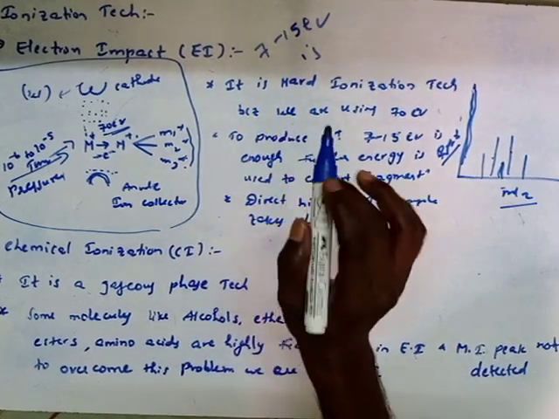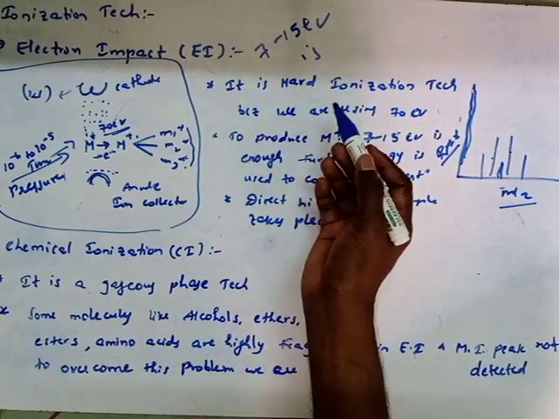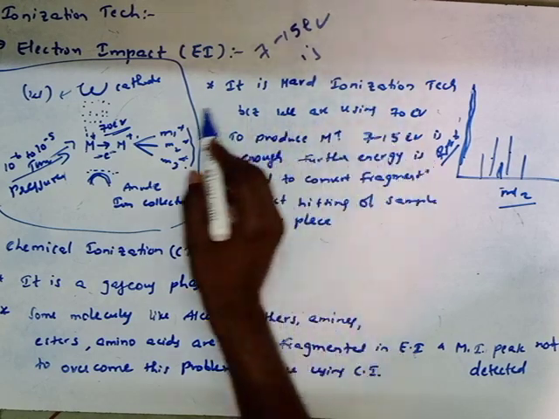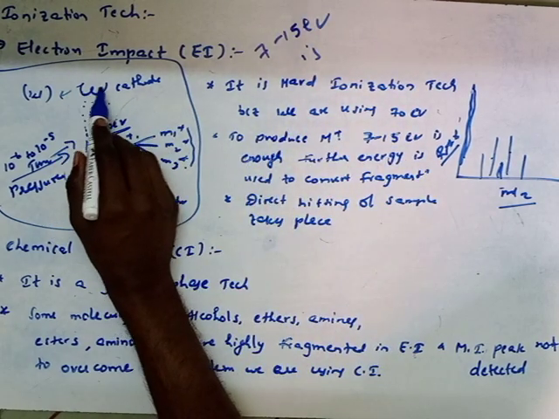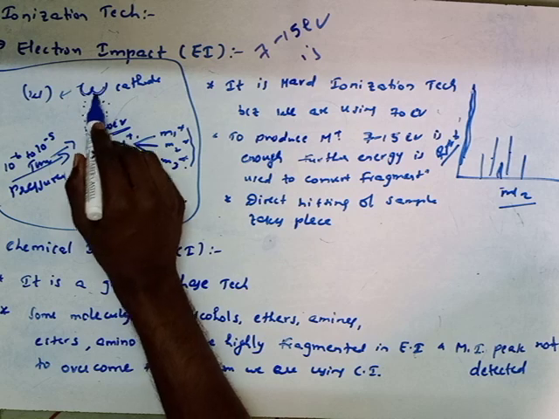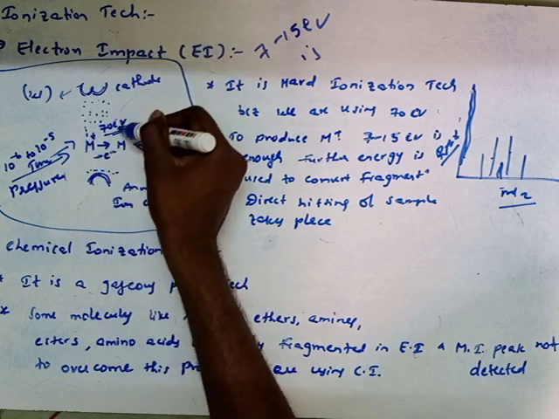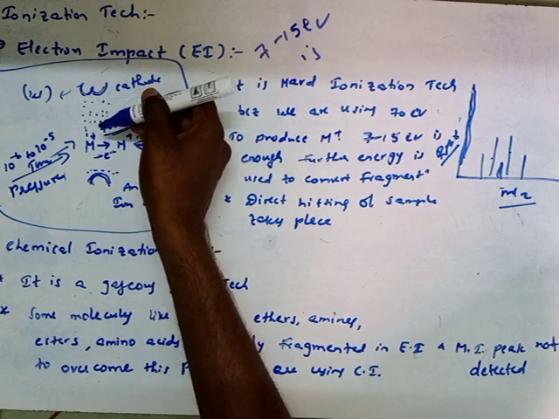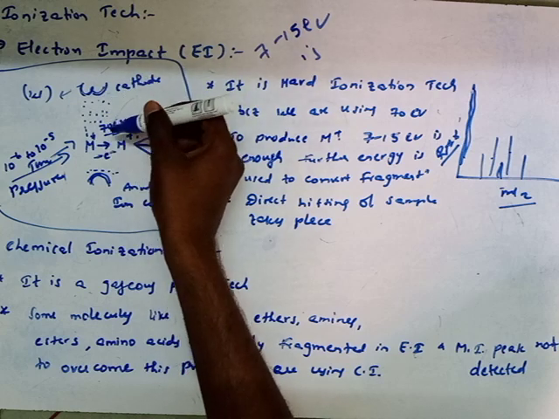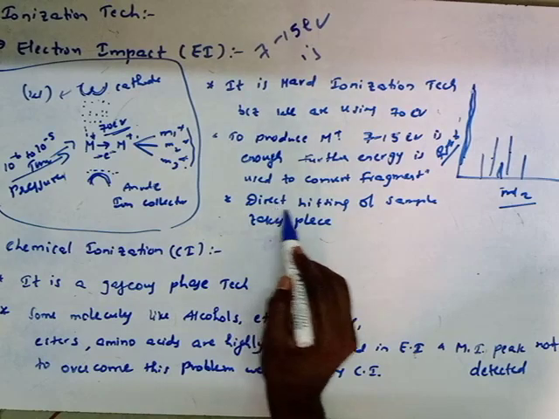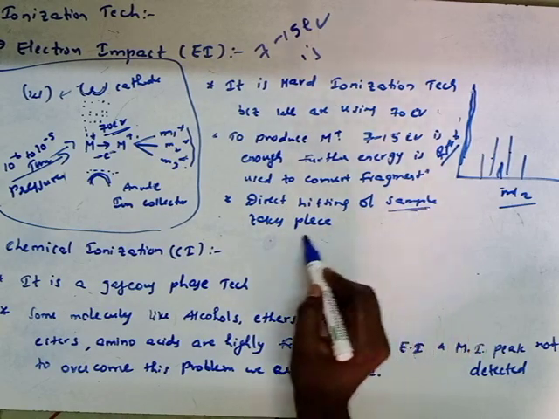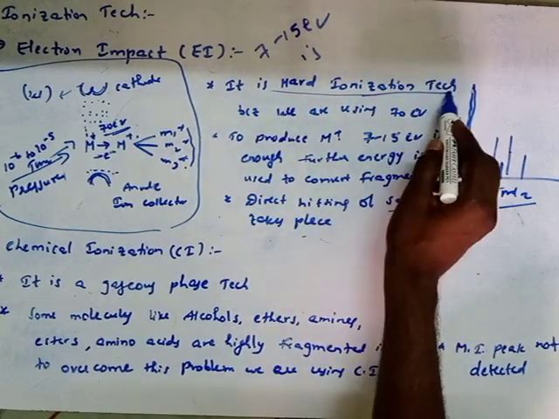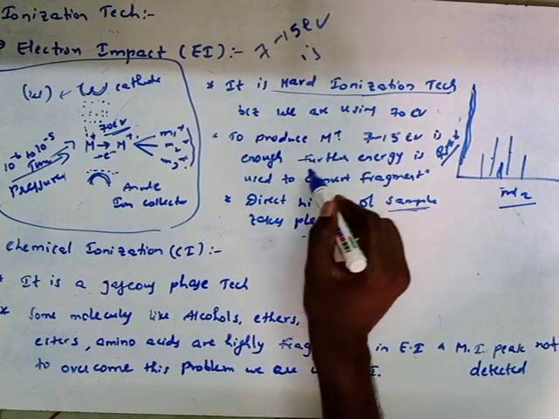Simply, how to remember: this is the tungsten filament. It directly produces 70 electron volt and hits the sample directly. That's why it is a hard ionization technique.